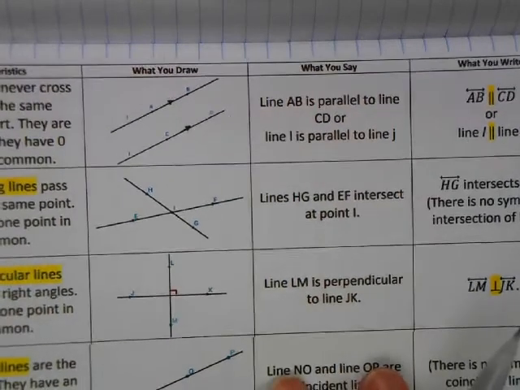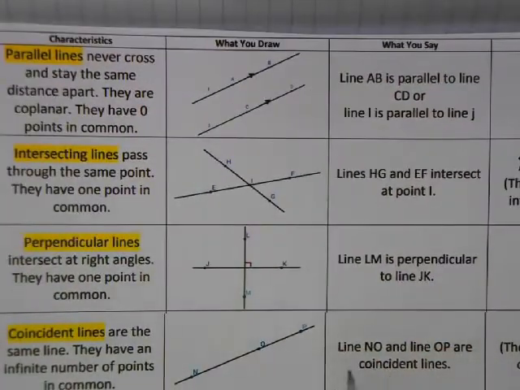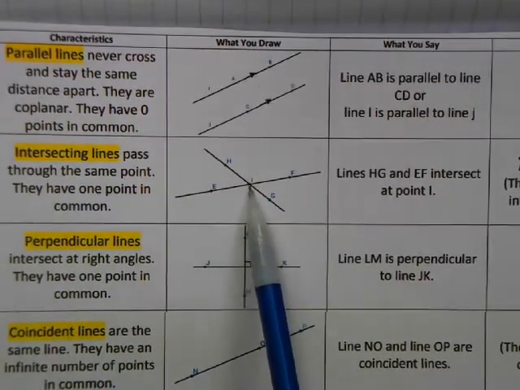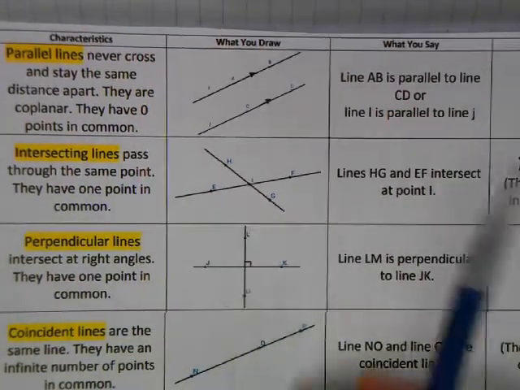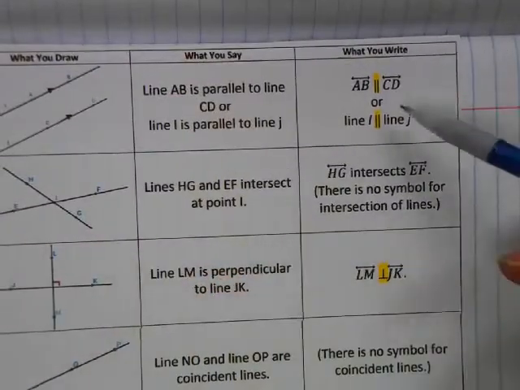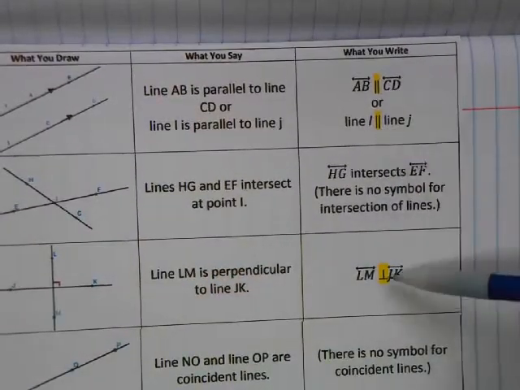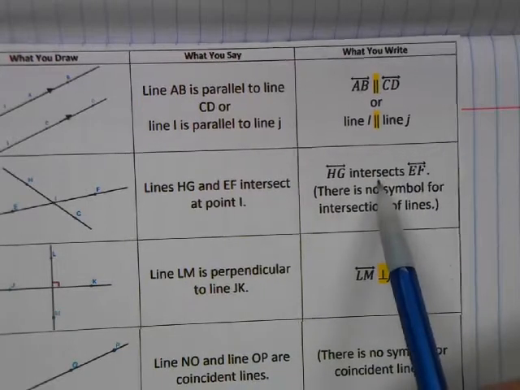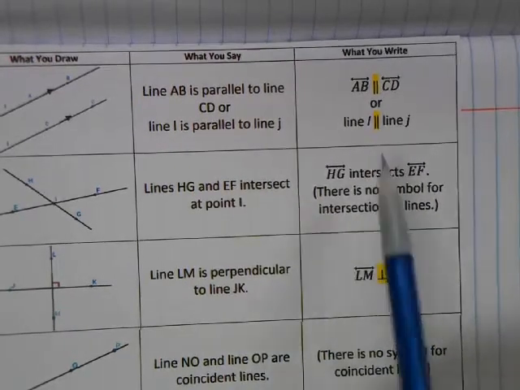Okay, also know about intersecting lines. So intersecting lines, remember if 2 lines intersect, then they intersect at a point. So there's no symbol for intersection. So parallel has a symbol, perpendicular has a symbol, but there's no symbol for intersect, so you would write out the word intersect.